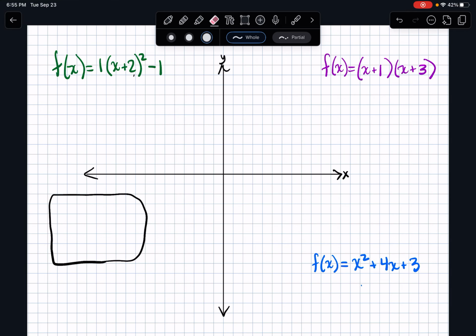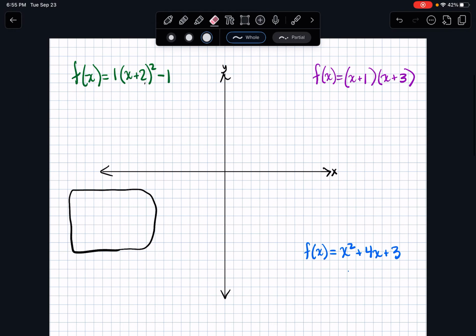All right, in this video, I'm going to remind you how the three different forms of a parabola can tell you information about its graph. So on the screen, I have in green, purple, and blue, the three different forms of a parabola. All of these represent the same parabola. They're just written in different equivalent forms.